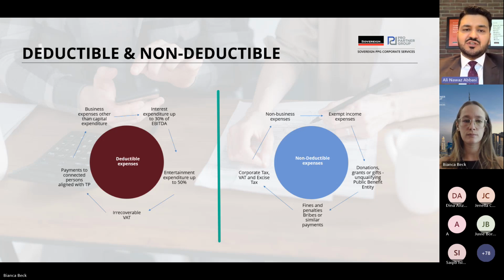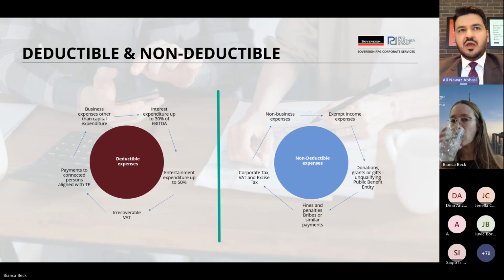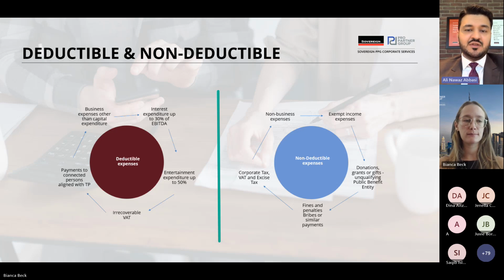The net interest expense, meaning the total interest expense minus the total interest income, if it is less than 12 million dirhams, then it is fully allowed. However, if it is more than 12 million dirhams, then it is restricted to 30% of EBITDA. EBITDA is the company's earnings before interest, tax, depreciation, and amortization. If we talk about entertainment expenditure, it is capped at 50% if it is for client entertainment. However, for employees' entertainment, this is fully allowed, 100%.